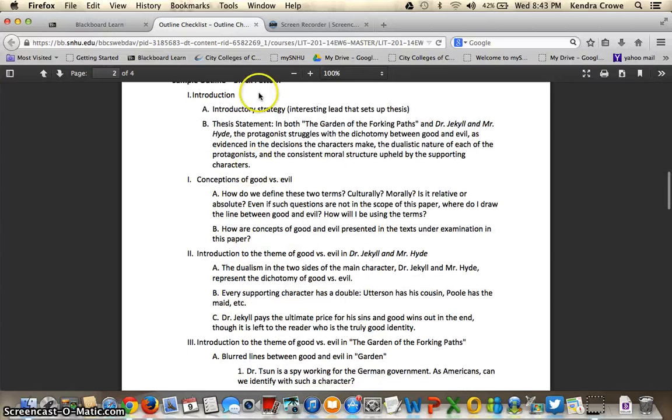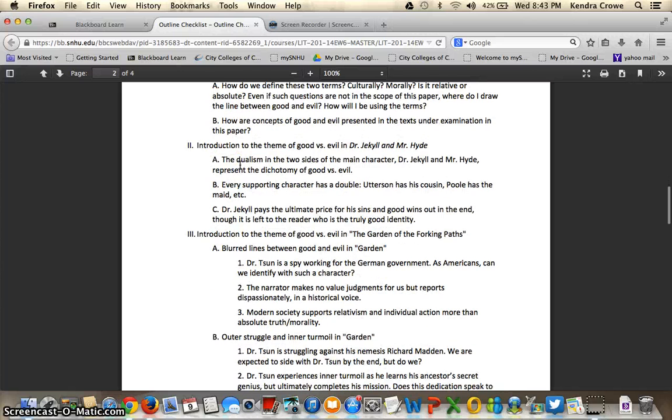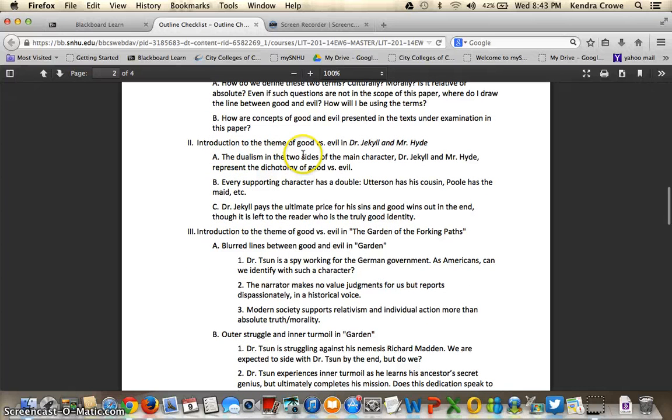So here you can see, they go through the introduction. They have their thesis statement written in the introduction, and I have graded your thesis statements. You should all have your feedback by now, so you should have a good idea of what the thesis statement should be. It introduces some concepts, and then it goes through the theme of the concept in Dr. Jekyll and Mr. Hyde, which is their first text, and then also in The Garden of the Forking Paths, which happens to be their second text. So it goes through one text and then the other.